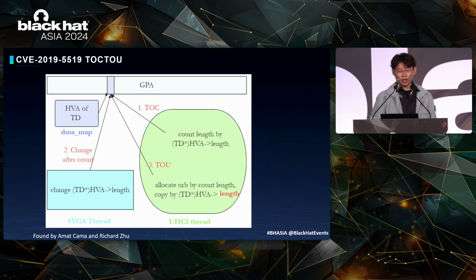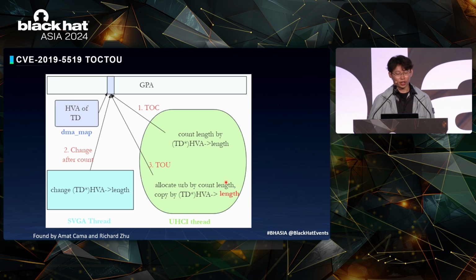Here, let me introduce a historic bug, CVE-2019-5519. It's a time-of-check, time-of-use bug. It was found by Ahmad and Richard Zhu. They used it at Pwn2Own. The purple area is the DMA map structure in the VMX process. It stores the HVA of the TD structure.